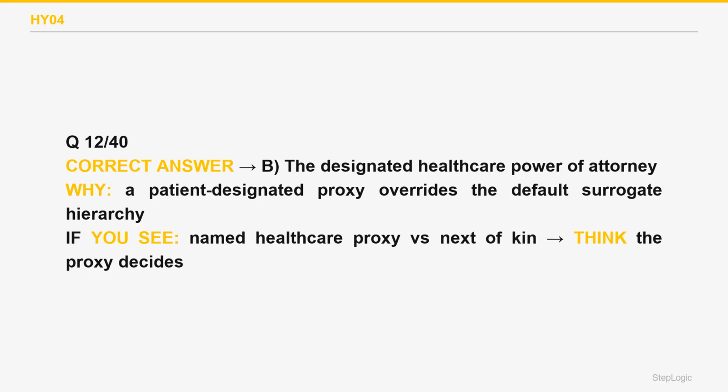The husband would decide only under the default hierarchy, which applies when no proxy was named, but here the patient specifically appointed someone else. Choice A is wrong. Adult children also fall within that default order, which the designated proxy supersedes. Choice D is wrong. The designated healthcare power of attorney is the decision maker.